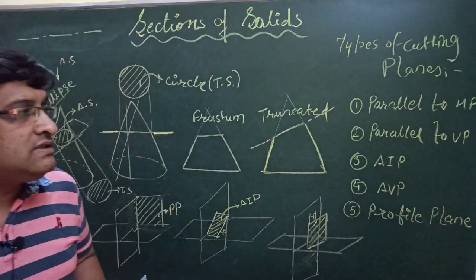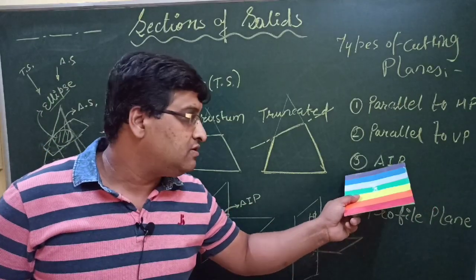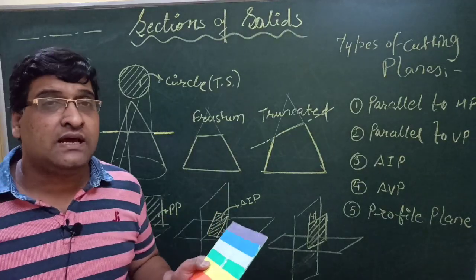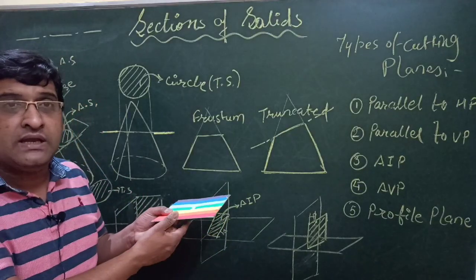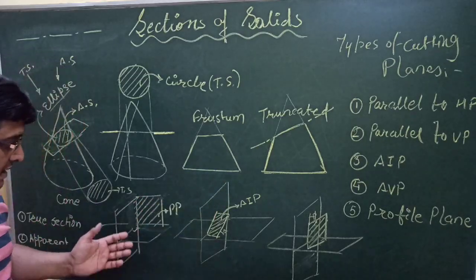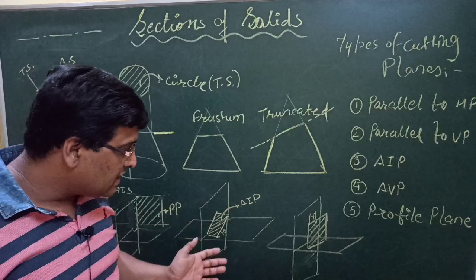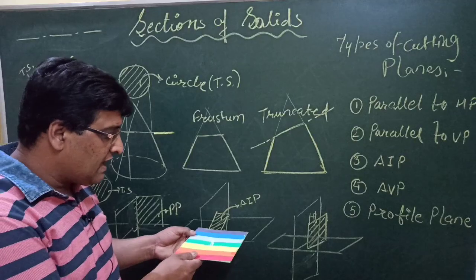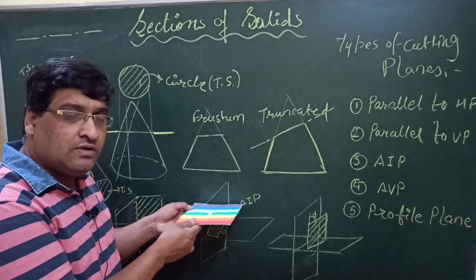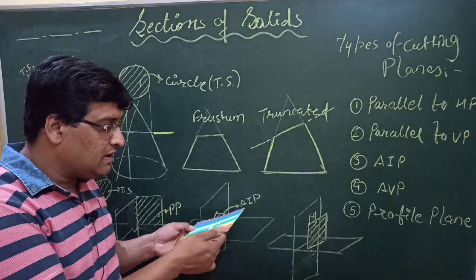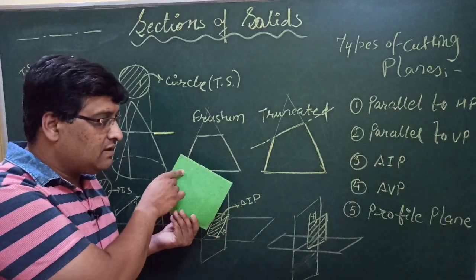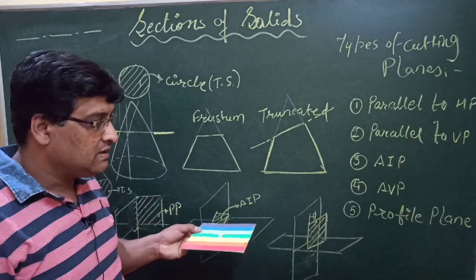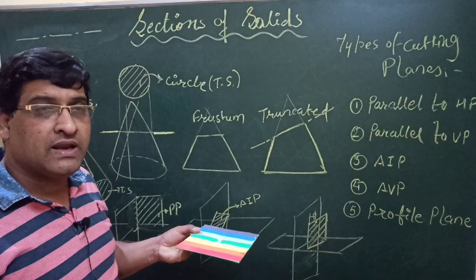The third plane is the auxiliary inclined plane. In short it is called AIP. These are the planes which are inclined to HP and perpendicular to VP. Here the plane is shown in space. It is a plane like this, perpendicular to VP, 90 degrees with the VP, and making some angle with the HP. So it is called the auxiliary inclined plane.